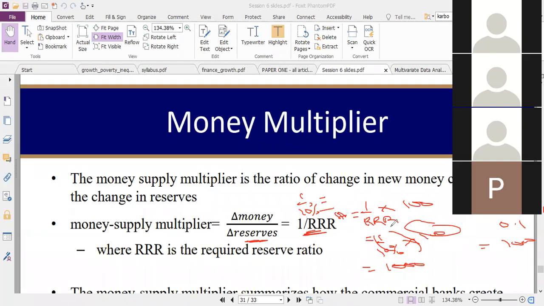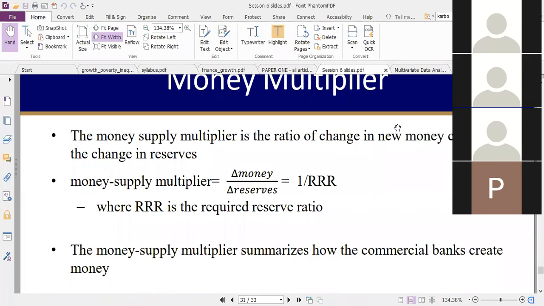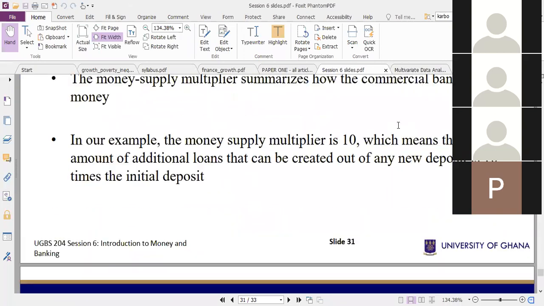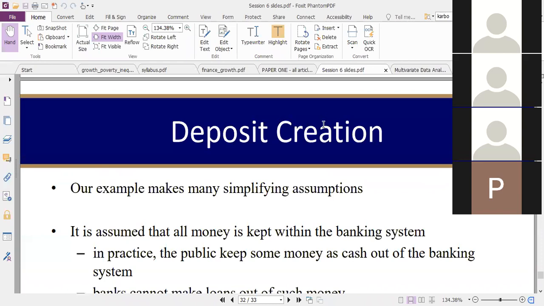To conclude, with this approach, we need to make some assumptions. Don't think outside the box. We are assuming that all money is kept within the banking system. So you don't take the money to go and do anything else; you take the money only for deposit. That's the first assumption: all money is kept within the banking system.